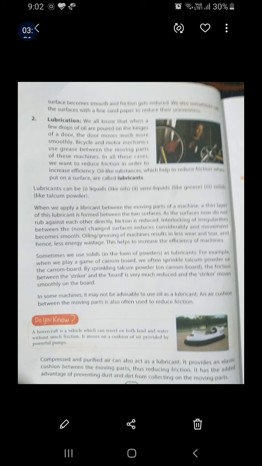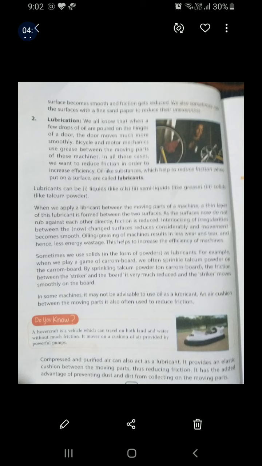In certain machines, it is not advisable to use oil as a lubricant. And when oil is not used as a lubricant, an air cushion between the moving parts is often used to reduce the friction, like in a hovercraft. Compressed and purified air also is a lubricant. I will repeat, compressed and purified air acts as a lubricant. It provides an elastic cushion between the moving parts and thus reduces friction. It also prevents dust and dirt from collecting on the moving parts.